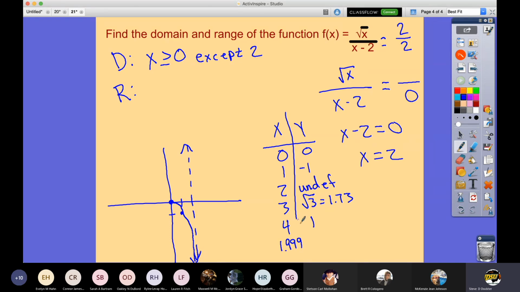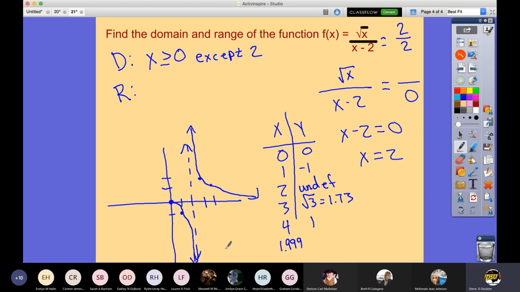All right, now on the other side, we've got 3 and 4. At 3, we're at 1.73, which is what the square root of 3 equals. And at 4, we're at 1. This is another one where it's going to kind of look like that. And what's going to happen here on this side is it's going to continue to go down here. In fact, it might actually cross down into this 4th quadrant.